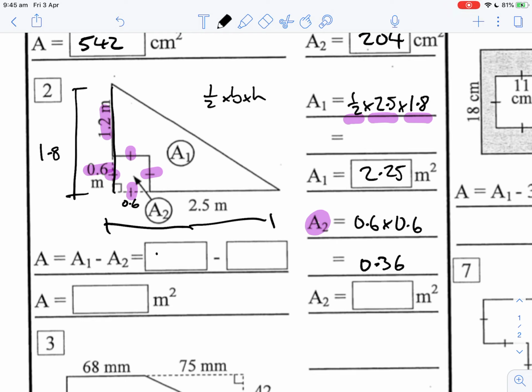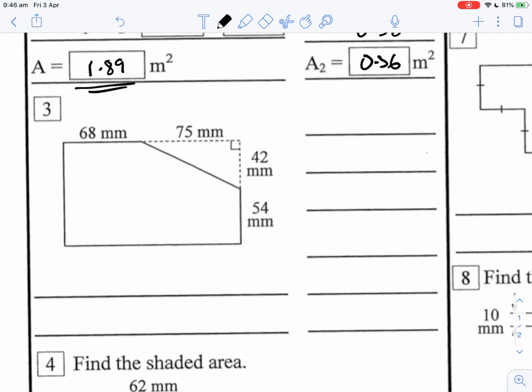So altogether, my area would be the area of the triangle, which was 2.25, take away the area of the square, which was 0.36. I'll put that into my calculator, which would give you an area altogether of 1.89 metres squared. And you can see here I didn't fill in these boxes the way they wanted me to. It doesn't matter how you fill it in as long as you get to that end answer that we wanted. Let's have a look at the next one.